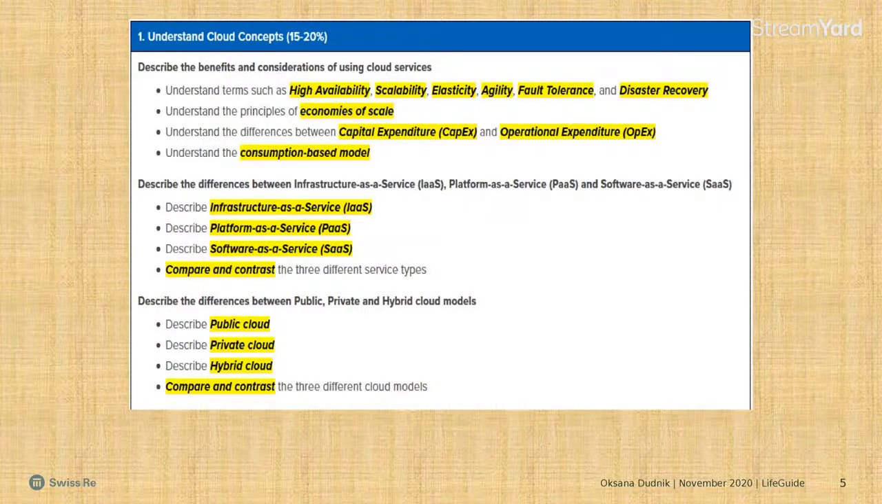Capital expenditure or operational expenditure. Capital expenditure in the sense, when you are investing in a company, it comes under capital. You need to invest. You are investing in the service or whatever the thing, it comes under capital. When the company is running, you are investing after the establishment, it comes under operational expenditure.